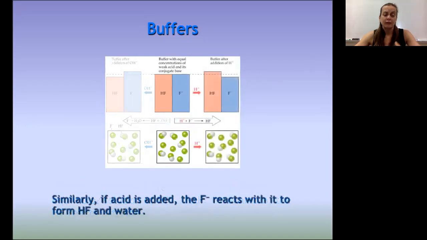In a similar fashion, if we added acid, so we add hydrogen ions, the fluoride ion is going to react with the hydrogen ion to form hydrofluoric acid and water. Again, not changing the concentration of the hydroxide ion substantially or the concentration of hydrogen ion substantially. And so because of that common ion effect, whether we add acid or base, the pH of the buffer is not going to change substantially. So it's important to recognize what we have to have in order to have a buffer, and it's important to understand what the reactions are that account for its buffering ability.